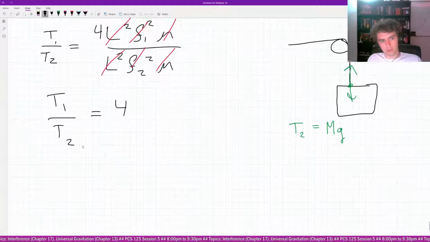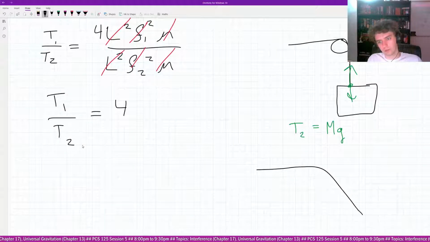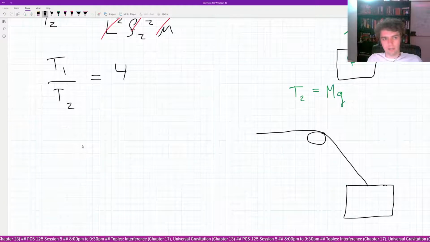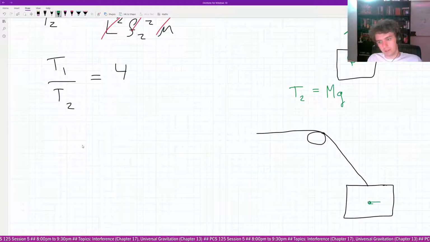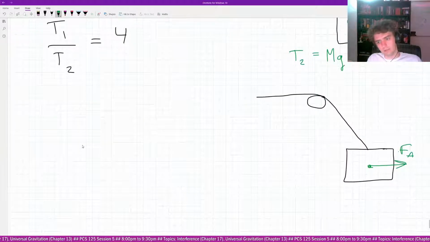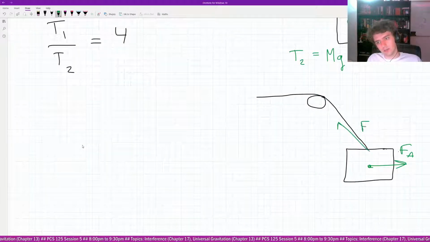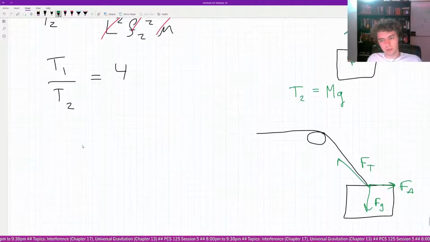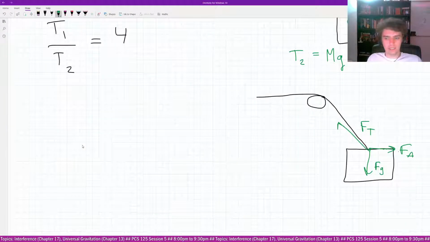Now in the second situation, when we have the tension T1 for the first harmonic, we have 2 forces happening here. We have the applied force, Fa, which is what we're solving for, right? We have this force of tension going up here. So I should really just draw it from there. Force of tension, and we have a force of gravity pulling down. So the applied force is only in the x direction, which is convenient.